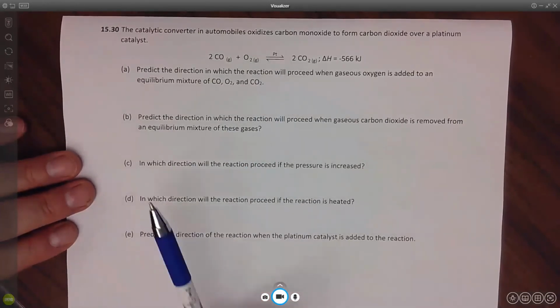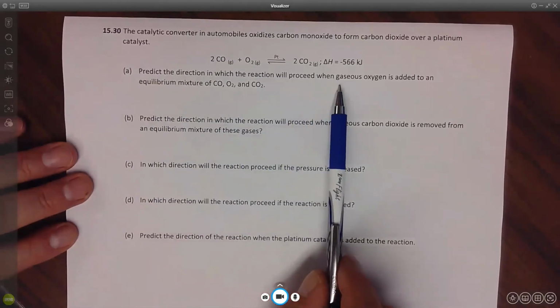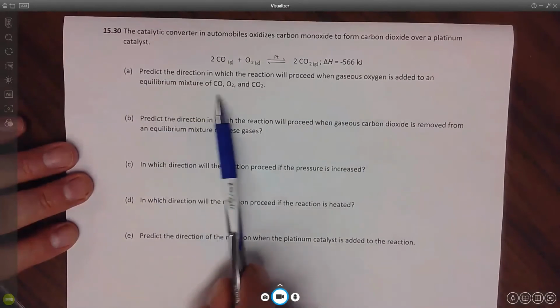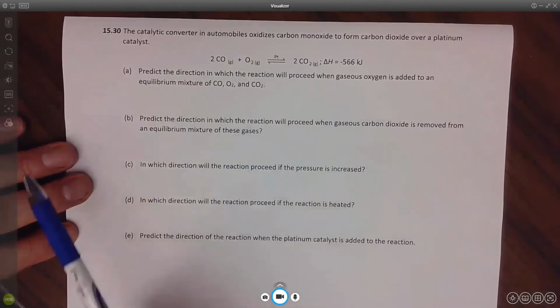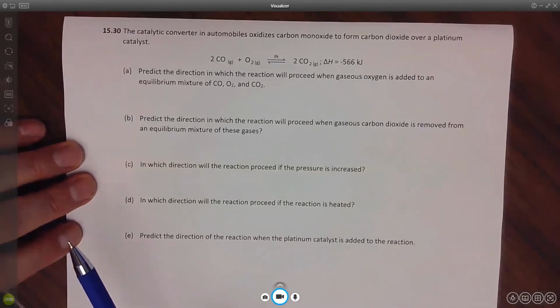So first I wanted you to predict the direction in which the reaction is going to proceed when gaseous oxygen is added to the equilibrium mixture. So if I add gaseous oxygen to this reaction at equilibrium, is anything going to change? Is the concentration of the reactants and or products going to change? Is it going to proceed in the forward direction, the reverse direction, or nothing's going to happen at all?